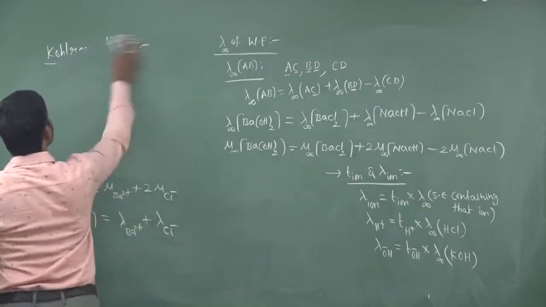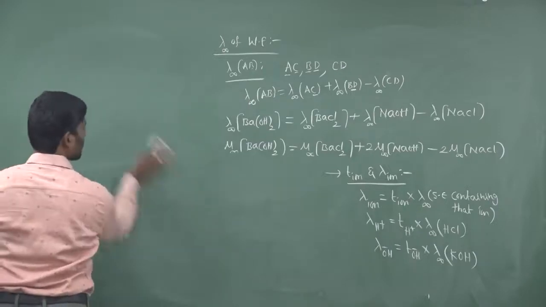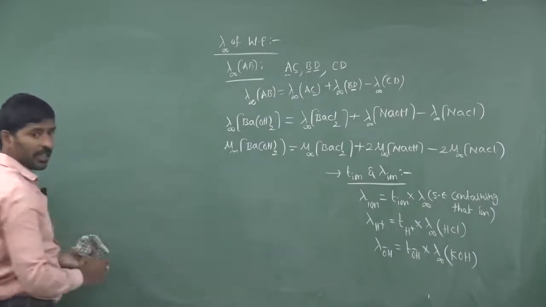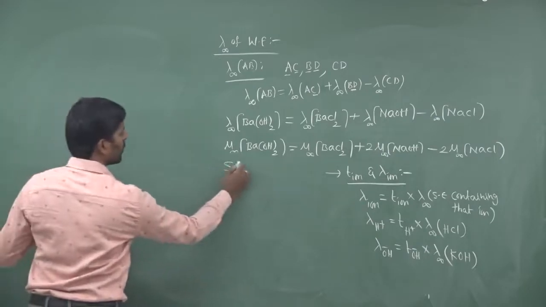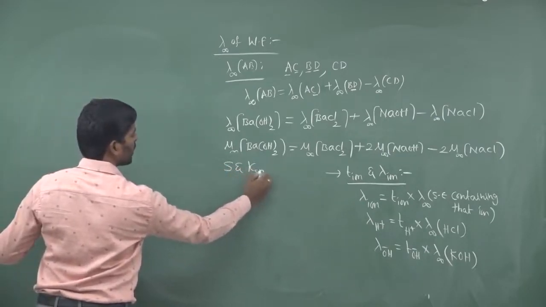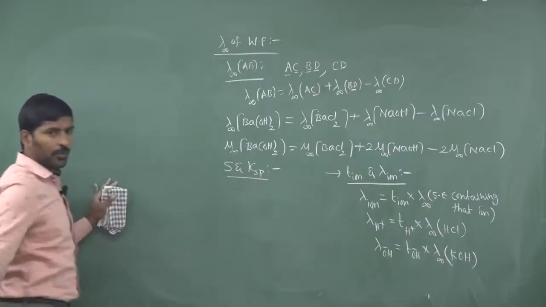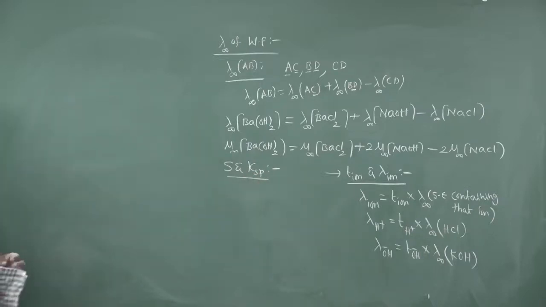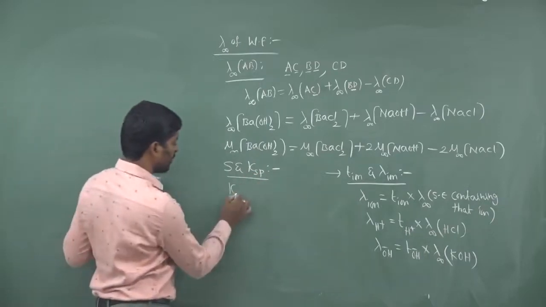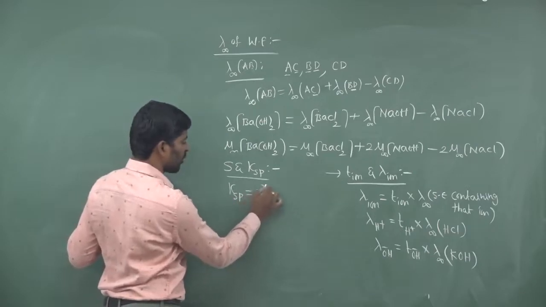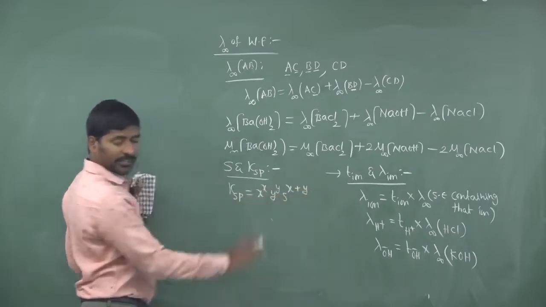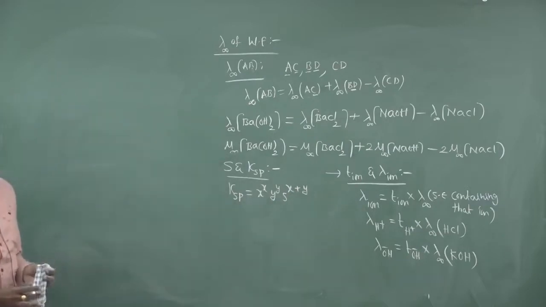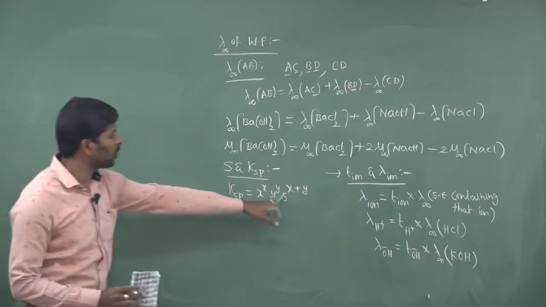Third application. What is the third application? We can calculate solubility of sparingly soluble salts. Once you know solubility, we can calculate solubility product also. So this is the expression we have for solubility product: x power x, y power y, S power x plus y, where x and y are number of cations and anions. So how to get solubility S?